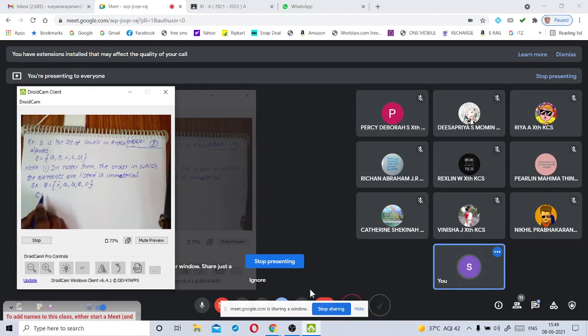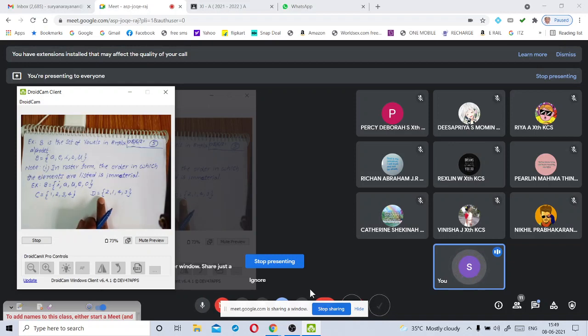Suppose C is a set 1, 2, 3, 4. We can write these elements in any order like this: 2, 1, 4, 3. Both sets represent the same set. Here C and D represent the same set. Got this point, my dear children?